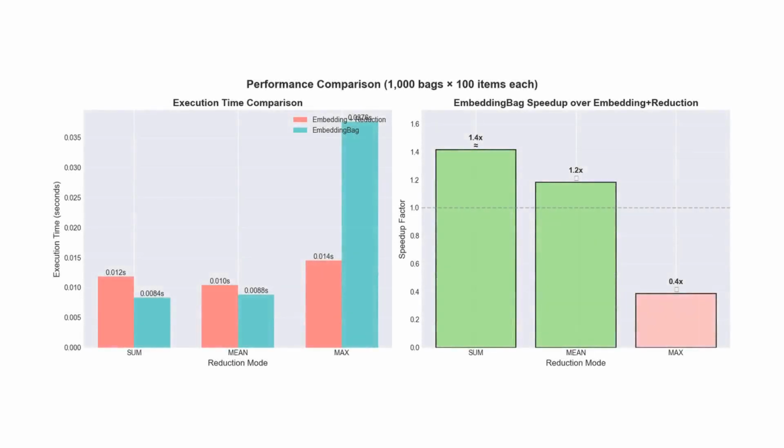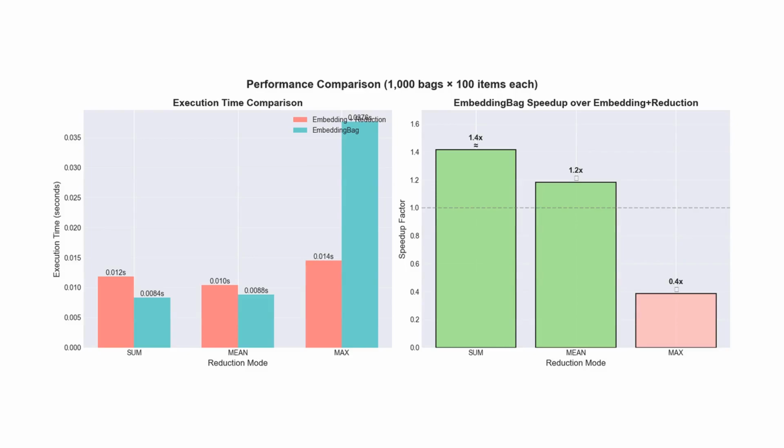The performance results reveal an interesting pattern. EmbeddingBag shows a speedup of 1.4x for sum mode and 1.2x for mean mode compared to the traditional embedding then reduce approach. However, surprisingly, the max mode actually runs 0.4x slower with EmbeddingBag, meaning the traditional approach is actually faster for max operations. This inconsistent performance across modes is unexpected, particularly the slower max mode performance. I haven't been able to determine why EmbeddingBag's max mode underperforms.